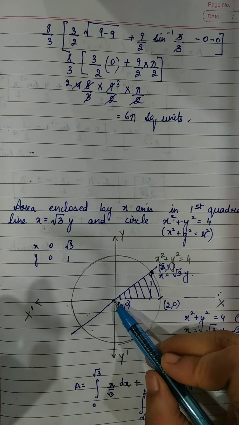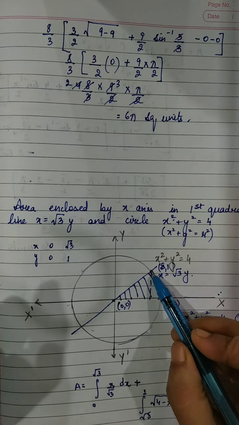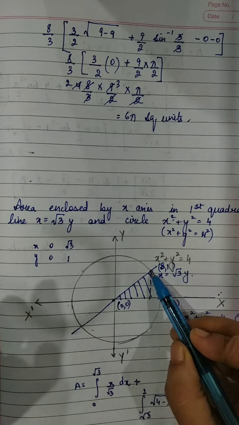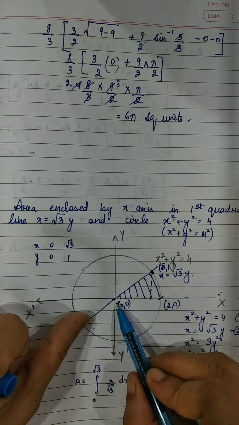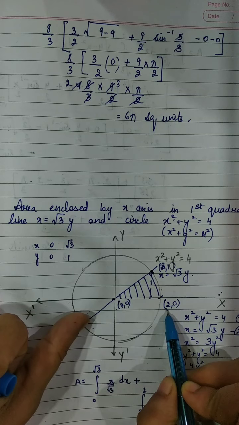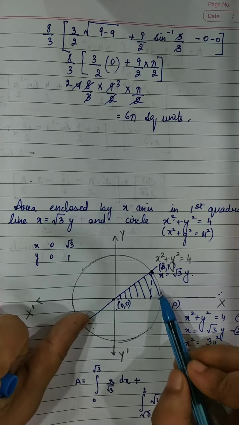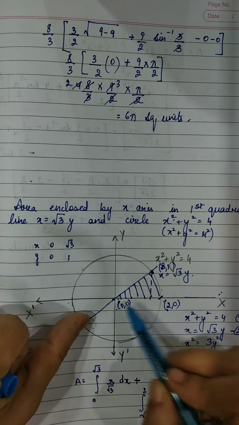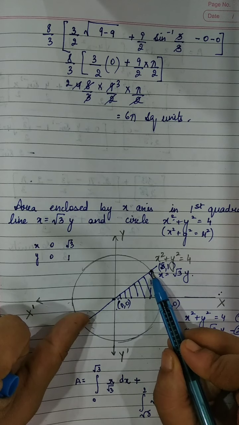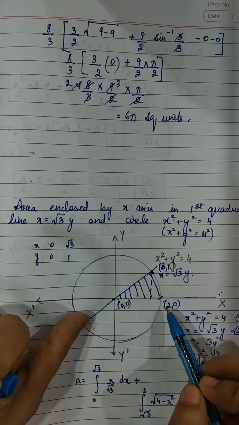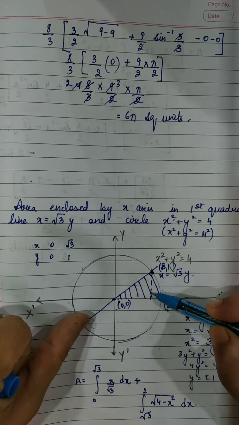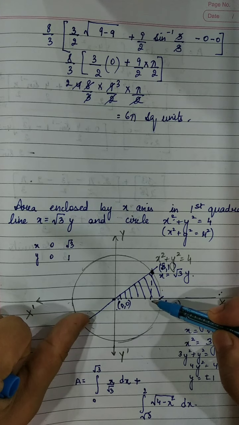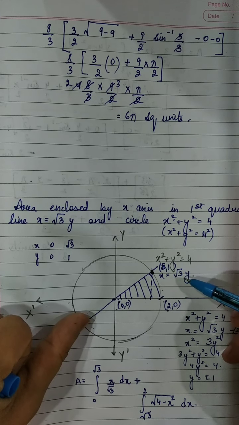So here, first of all, we need to find the point of intersection between the line and the curve, right? Because we cannot directly integrate from 0 to 2, as two different regions are involved. From here to here we have a line, and from here to here we have a curve. So from this point of intersection we'll drop a perpendicular on the x-axis, and the next step is finding the point of intersection.